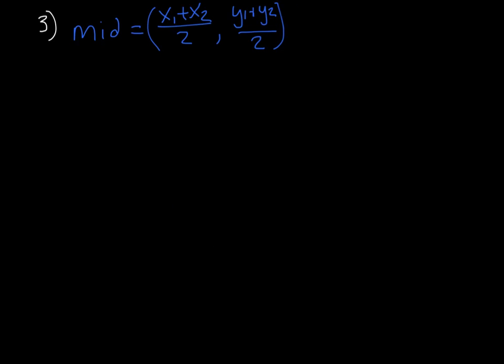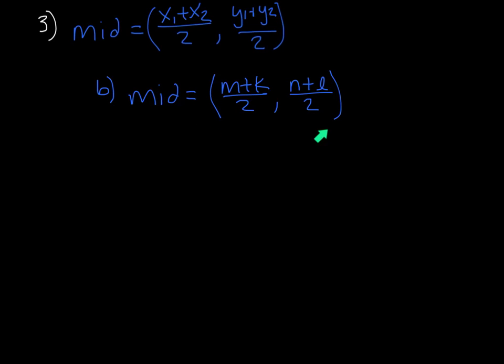For number 3, all you should need is the midpoint formula, so it's right here. And I'll do part B for you because I think that might be the more confusing part of this problem. So all you're going to do is add up the x components, divide by 2, add up the y components, and divide by 2. Make sure you're careful with the notation. It is an ordered pair, so you need parentheses, and you need the comma in between.